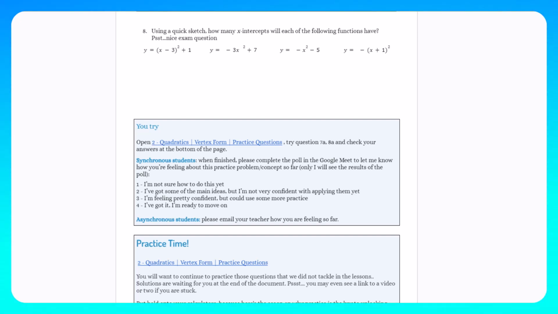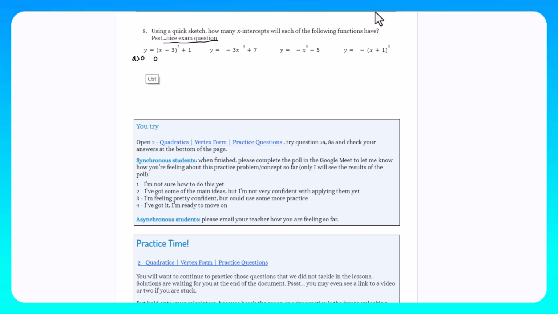And the last question, it says, using a quick sketch, determine how many x-intercepts you have. Now, this is a super cool question, and it's a nice one on exams. Let's look at this. y equals (x minus 3) squared plus 1. Well, what do we know here? We know the A is positive because it equals 1. So A is greater than 0. We know it opens up.